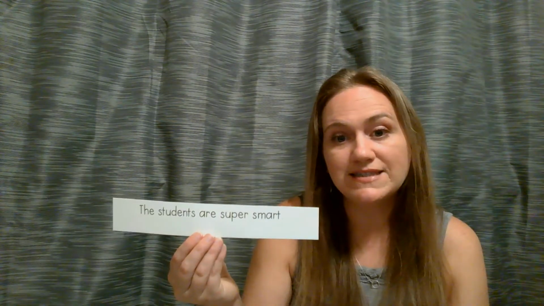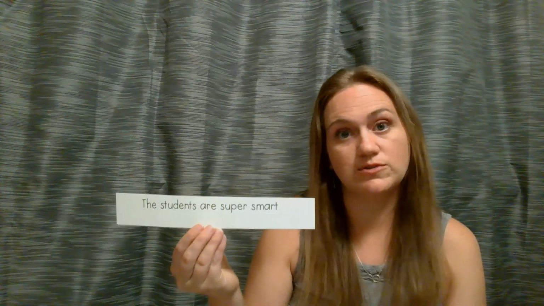Let me give you a sentence if it's describing. So here's an example that says, Psst, the students are super smart. So who is that about? It's still about the students, but now instead of them doing an action verb, I'm describing them in my predicate. What do I know about them? I know they are super smart. So let's try this one.